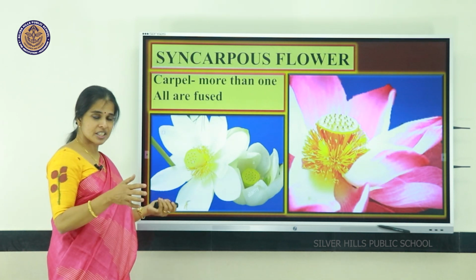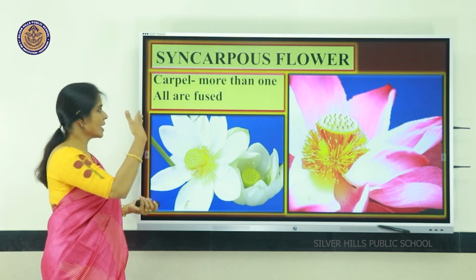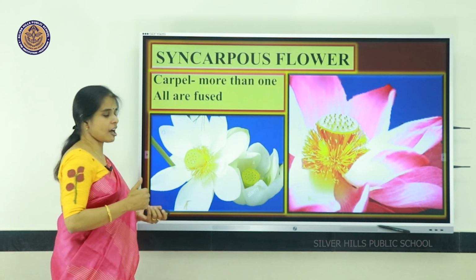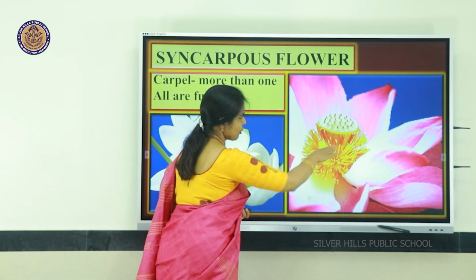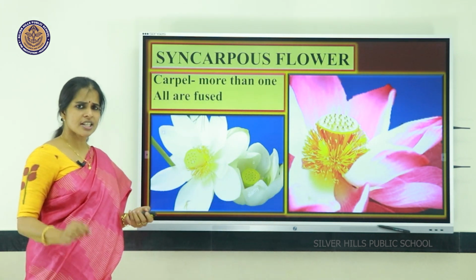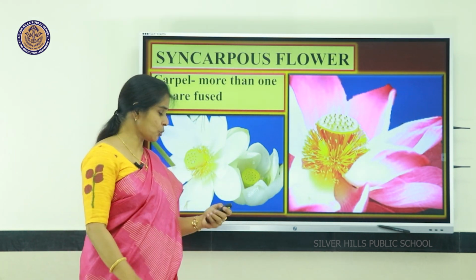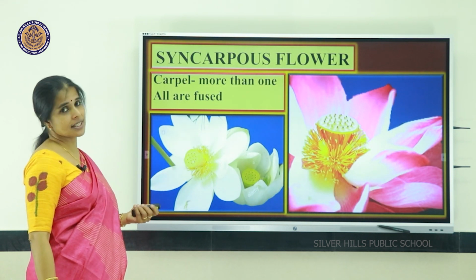But what is the difference between apocarpus and syncarpus? Here all the carpels are fused and they form into a platform. A platform-like structure could be seen. So, such a flower in which the carpels are fused is known as syncarpus.